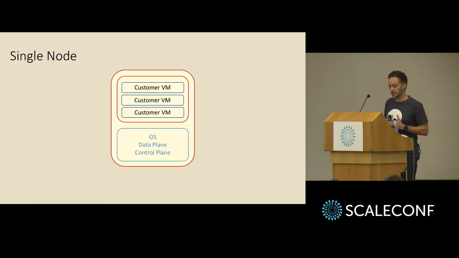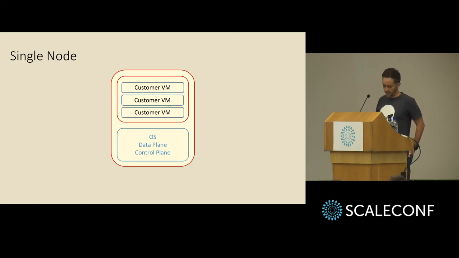So to start, I'd just like to give you some context about the environment within which we work. As an infrastructure-as-a-service cloud provider, we run customer VMs using Xen on a Linux box. To do that, you need an operating system, and you need some data plane software, and you need some control plane software, which is in charge of launching instances, attaching network attached storage, etc. I should probably stop moving around.